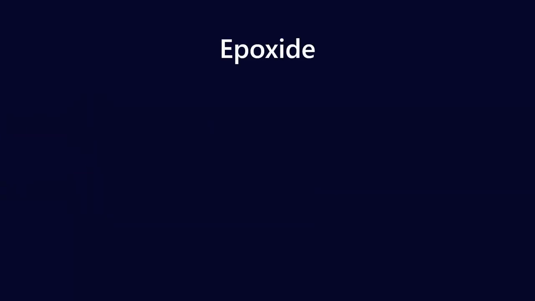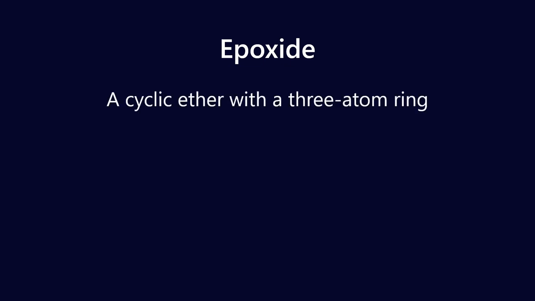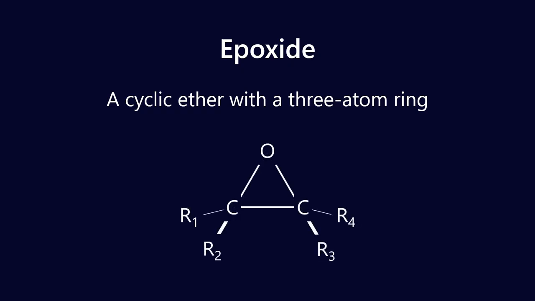So to get started we need to talk about an epoxide. This is kind of like the building block for our PAG, and the definition is a cyclic ether with a 3-atom ring, and it kind of looks something like this. So this is what a generic epoxide would look like. You've got oxygen, which is bonded to 2 carbons, and off those carbons you've got 4 alkyl groups.